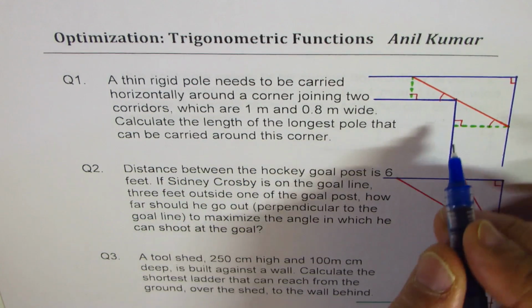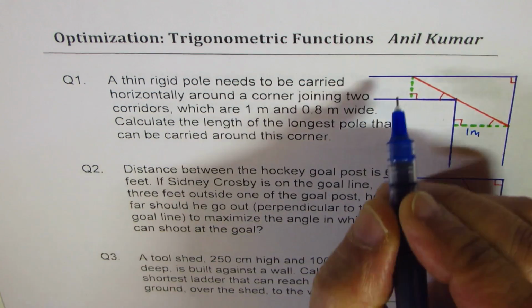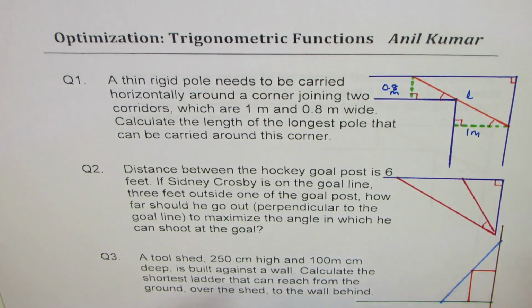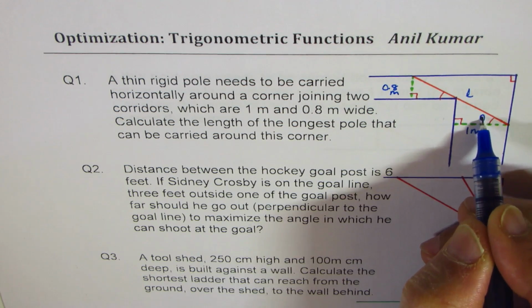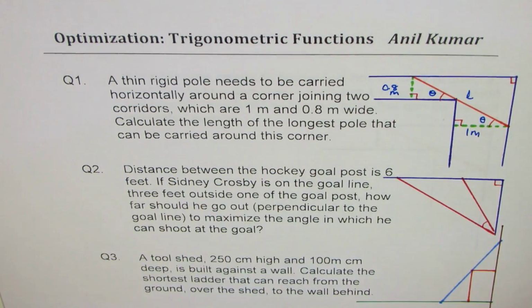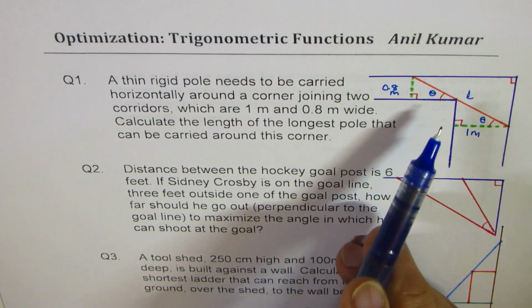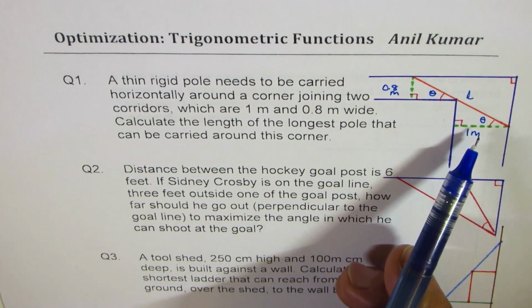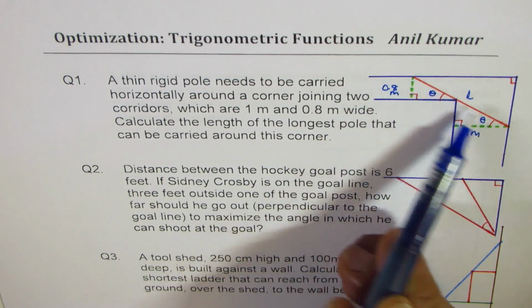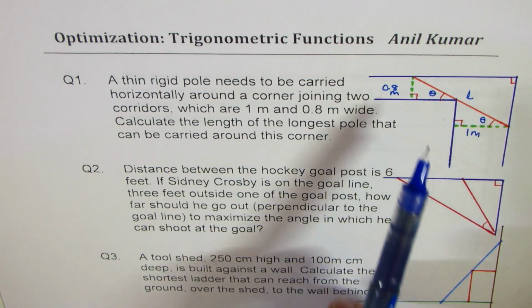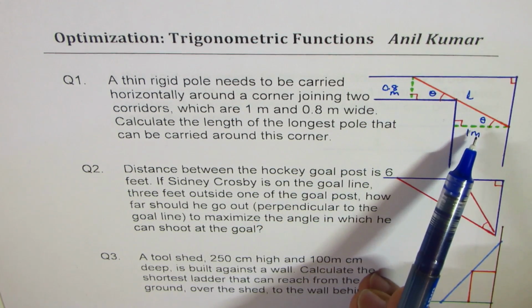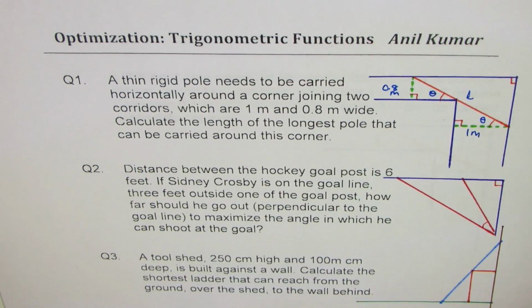So we are given this corridor. One of them is 1 meter, the other one is 0.8 meters, and that is the length of the pole, right? So if you say that this is angle theta, that has to be angle theta also. Now you can find the maximum length of the pole using trigonometric functions, correct? Now this length is a combination of these two. You can define those as x and y, write them in terms of the given dimensions and differentiate to get the answer, correct? Question number 2.